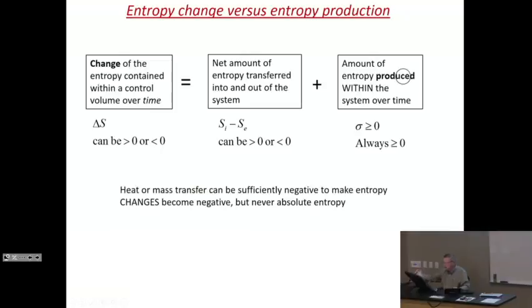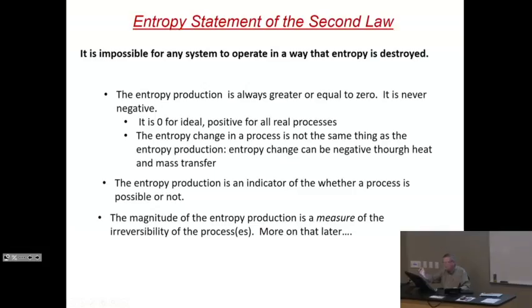This is entropy production. This is entropy change. Change is the result of either production or transfer in or out. Entropy production is always greater or equal to zero and never negative. When your system is ideal, it will actually be zero. In all practical processes, it will actually be positive. So I repeat, be very careful between the concept of entropy change and the concept of entropy production. Change can be negative, production is never negative.